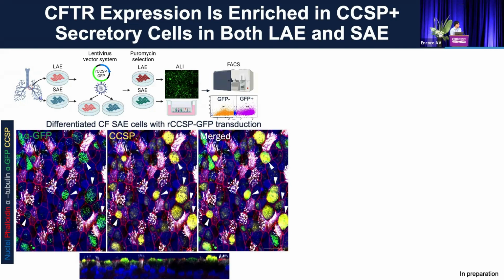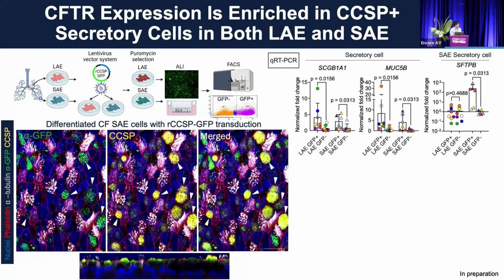So this is a dome-shaped cell stained for CCSP and GFP. And then we looked at the mRNA expression of marker genes. Secretory cell marker genes are highly expressed in the GFP-positive cells in both large and small cultures, as we expected. Because CCSP used to be thought of as the club cell marker, and the club cell predominantly exists in the small airways, but now CCSP is actually expressed in both large and small airway cell cultures as airway secretory cells.